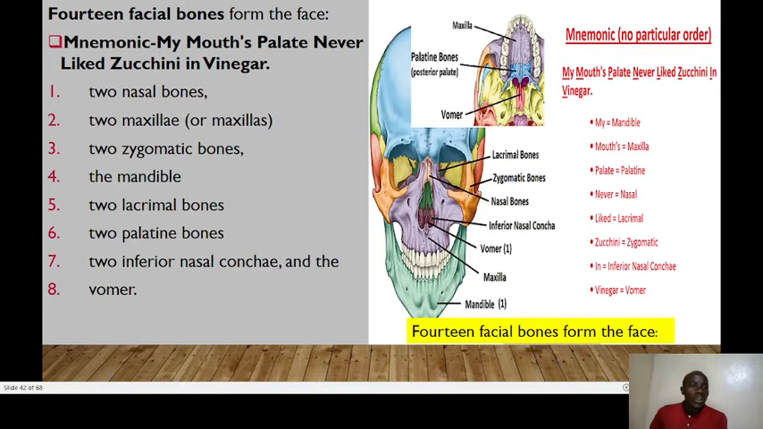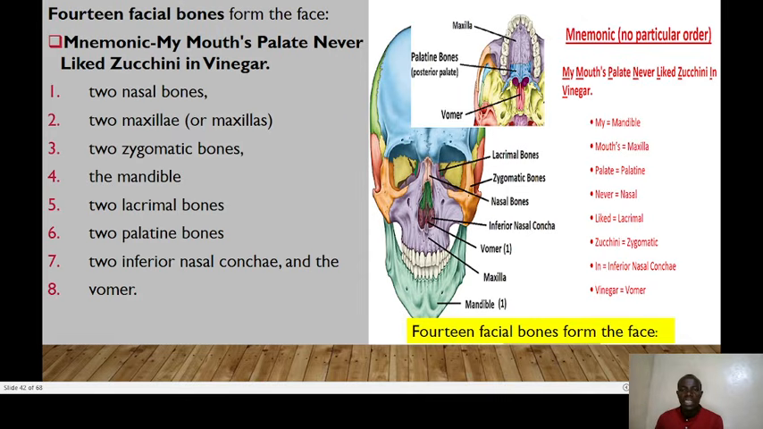Okay, so we have the 14 facial bones. They form the face, and the mnemonic is "my mouth, palate, never lacks zucchini and vinegar." So we have mandible, maxilla, palatine, nasal, lacrimal, zygomatic, inferior nasal concha, and the vomer. How many are there? There are 14. Mandible, maxilla, vomer, inferior concha, nasal bones, the zygomatic bones, the lacrimal bones.